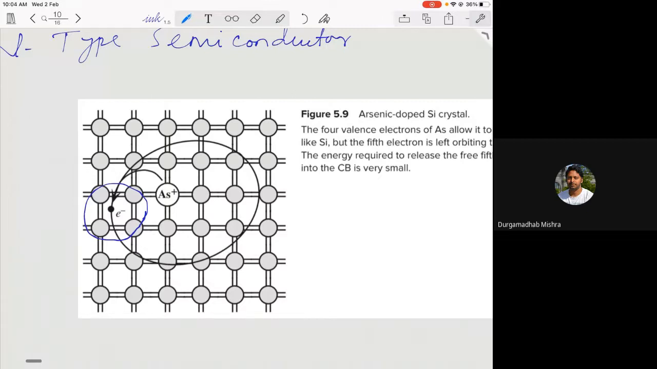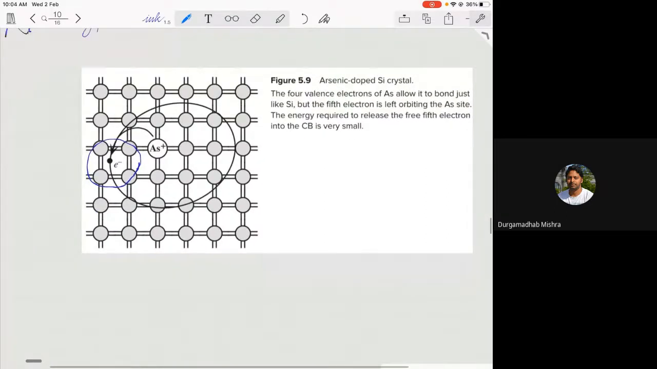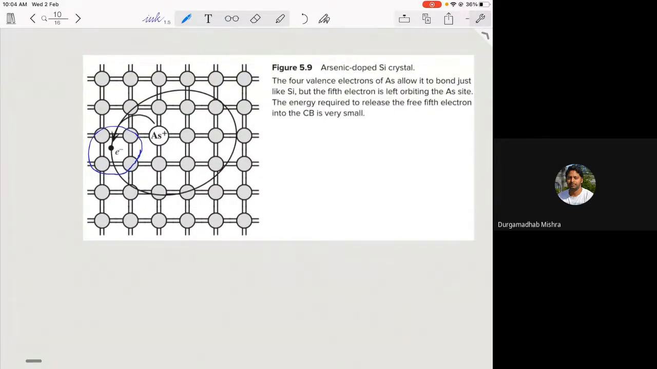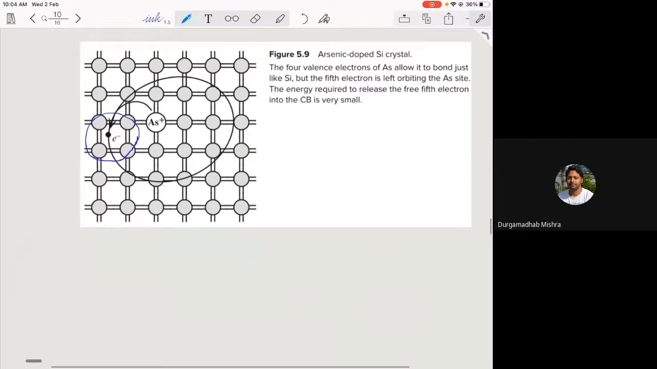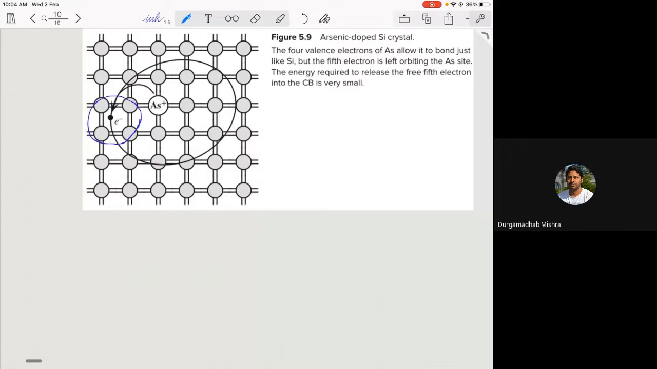So what you have is this arsenic atom, which behaves as if it is an arsenic plus ion with 1 free electron in the conduction band. This arsenic ion is immobile, and the free electron will of course contribute to the conductivity of the material. Now, what is the binding energy of this electron?